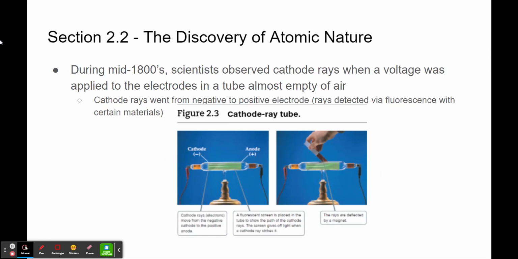So 2.2 is the discovery of atomic nature. During the mid 1800s, scientists observed cathode rays when a voltage was applied to the electrode in a tube of almost empty air. Cathode rays went from the negative to the positive electrode, and the rays were detected via fluorescence with certain materials. Here's a diagram that will help illustrate the cathode ray tube and how it works.